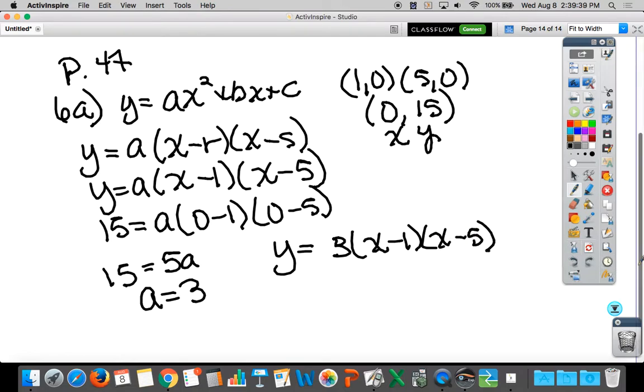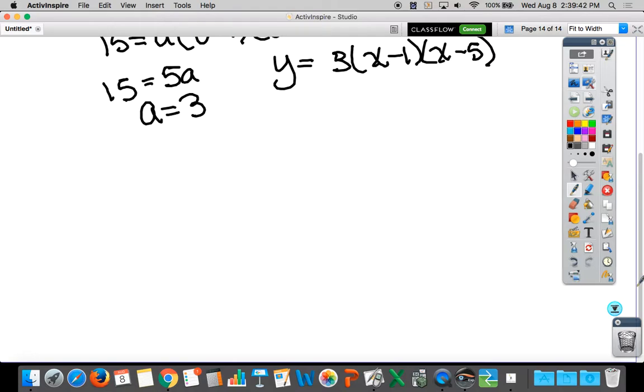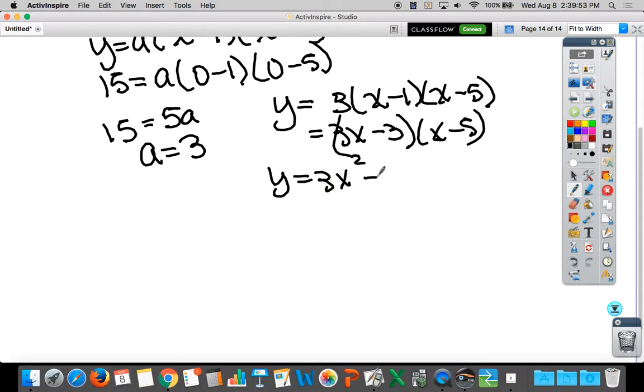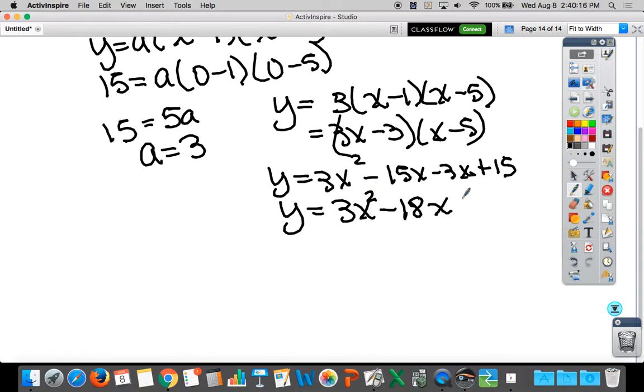At this point, you just need to distribute. So I've got 3 times x minus 1 times x minus 5, 3x squared minus 15x minus 3x plus 15. Does that make sense that my y value is 15, my y-intercept? How does that make sense? They told me that my y-intercept was (0, 15). They won't always, but that makes it work out.